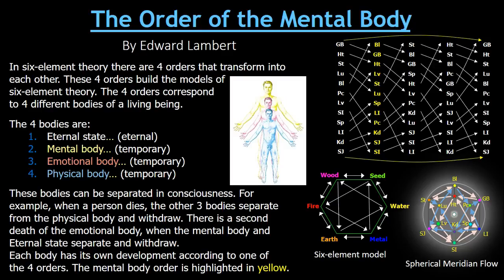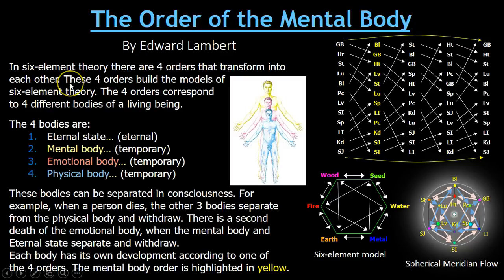And this video is going to introduce the order of the mental body. In 6-element theory, there are 4 orders that transform into each other. So let's look over here to the right, and we're going to see one order here, goes down, second order, third order, fourth order, and then this fourth order will transform back into this order, which is the first order. So you'll see that there's really only 4 orders, 1, 2, 3, 4, and then this was the first order.